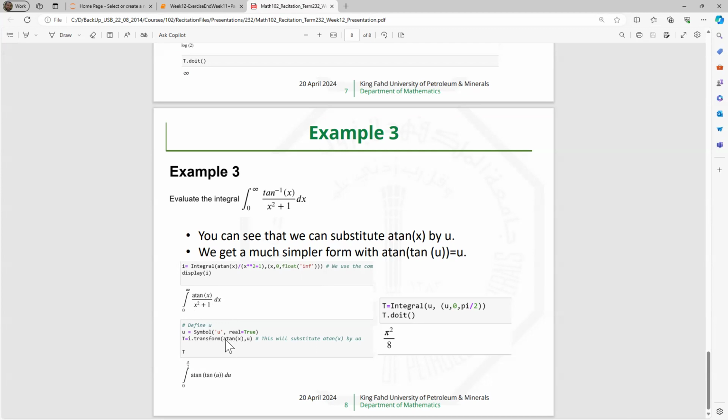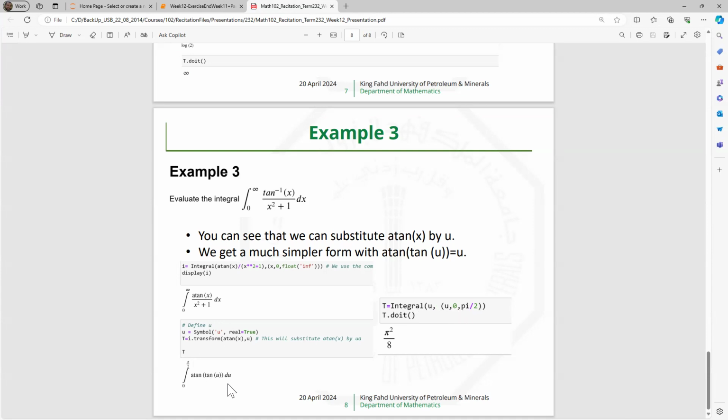Now we perform the substitution of a tan by u. Once u is correctly defined, this should work. And after the substitution, that's what we get. We get the integral from 0 to pi over 2 of arctan of tan of u. Arctan of tan of u, of course, this is just the inverse function applied to the function itself. So it's u du, basically. So that's exactly what we are integrating in t here. T is just the integral of u from 0 to pi over 2.